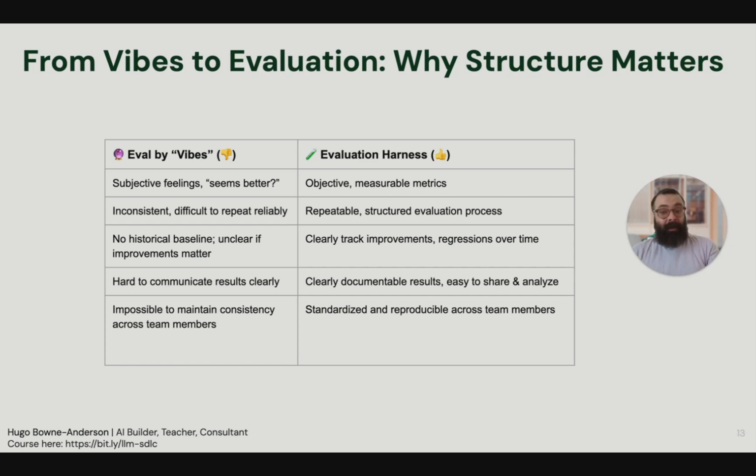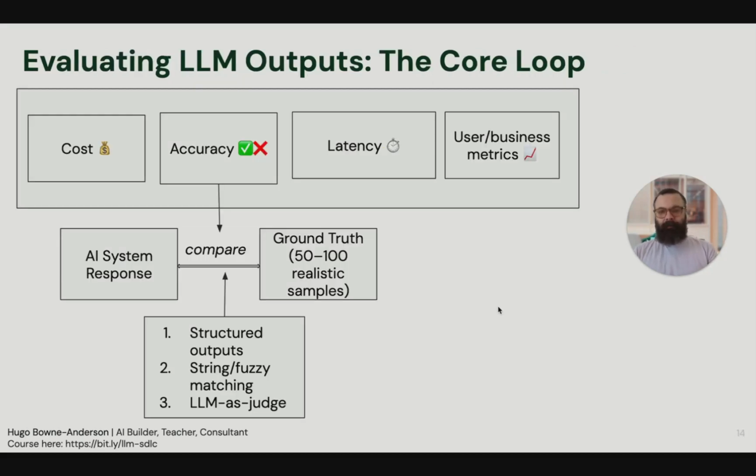With vibes, it's hard to communicate results clearly and reliably, whereas with an eval harness, something programmatic, you can clearly document results and it's easier to share and analyze. Now, with vibes it's impossible to maintain consistency across team members, including yourself on Monday after you've done something on Friday, whereas with an eval harness, you get standardized and reproducible evaluation metrics and results across team members.